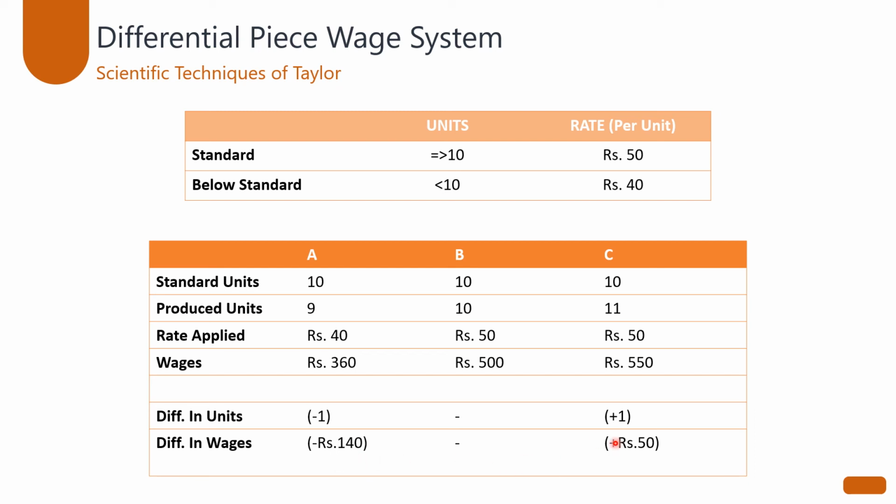So it doesn't matter for an employee to produce more units, but it is very important for an employee or a worker to not produce less than the standard units. Otherwise, he can suffer this huge difference in the wages, which is 140 rupees. So this system, this differential piece wage system, is enough motivator for any worker to at least achieve the standard number of units.